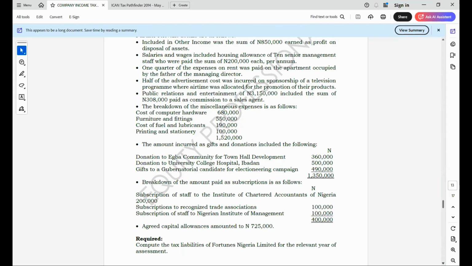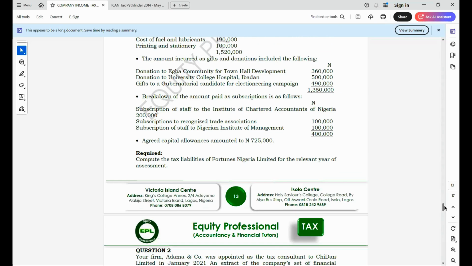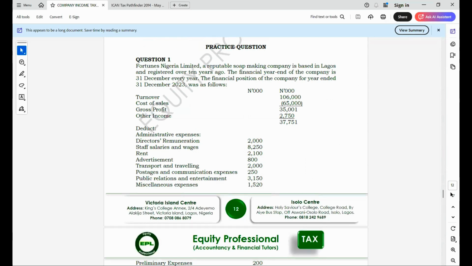Required: compute the tax liability of Fortune Nigeria Limited for the relevant year of assessment. How do we know the basis to be used? The first thing is to establish the category of this company. We know that this taxpayer is a company, so the principle of company income tax will be adopted. How do we know that? We have Fortune Nigeria Limited. After establishing that, we also need to look at under which category this company falls.